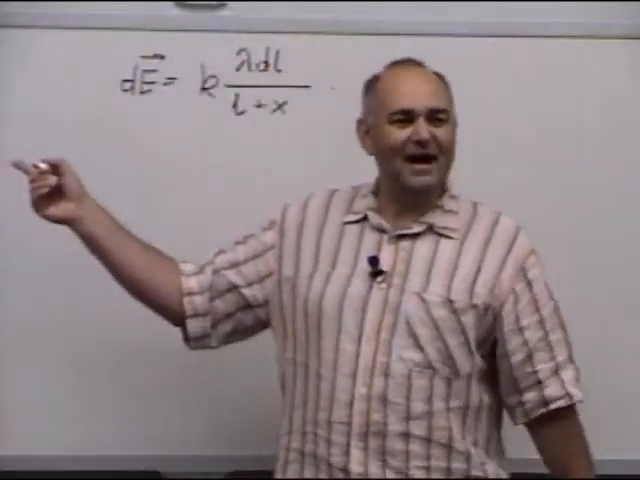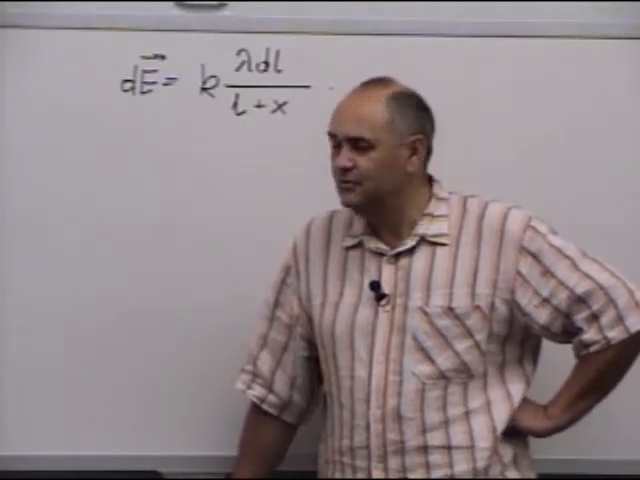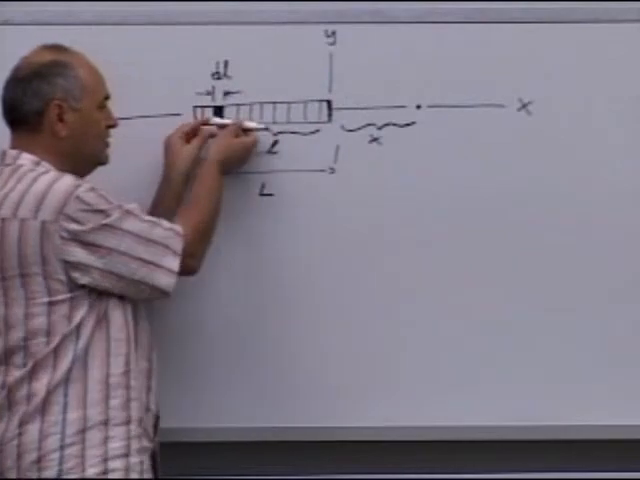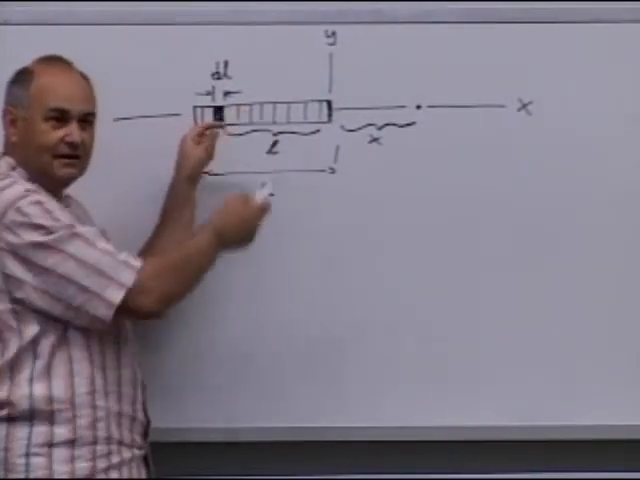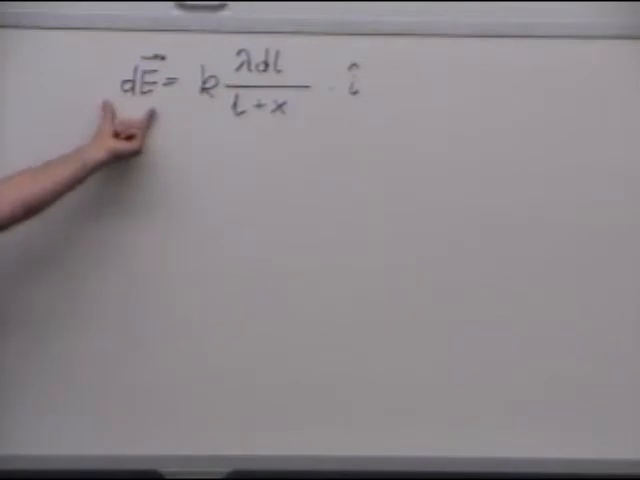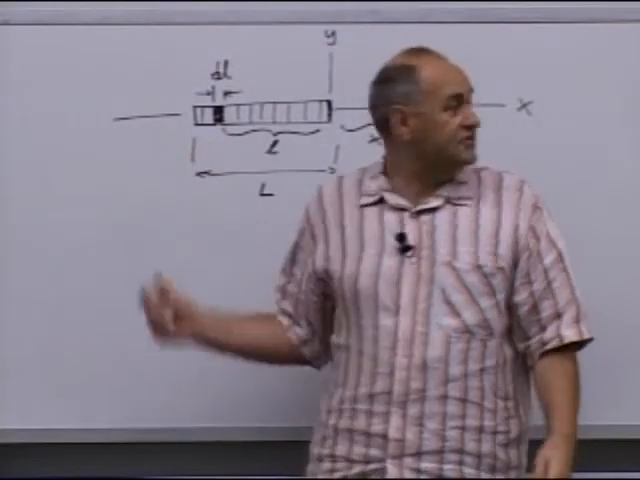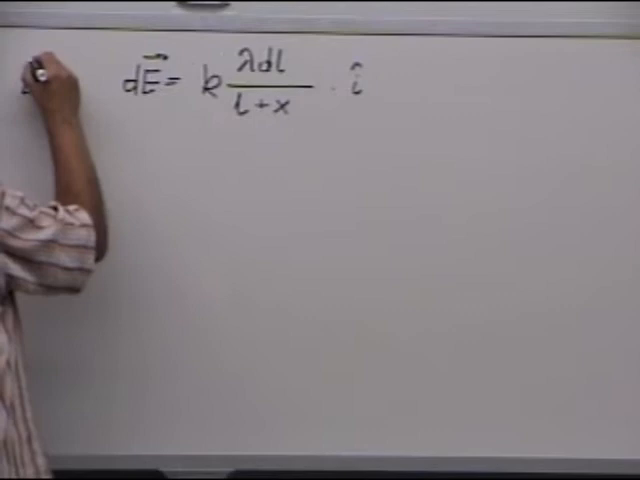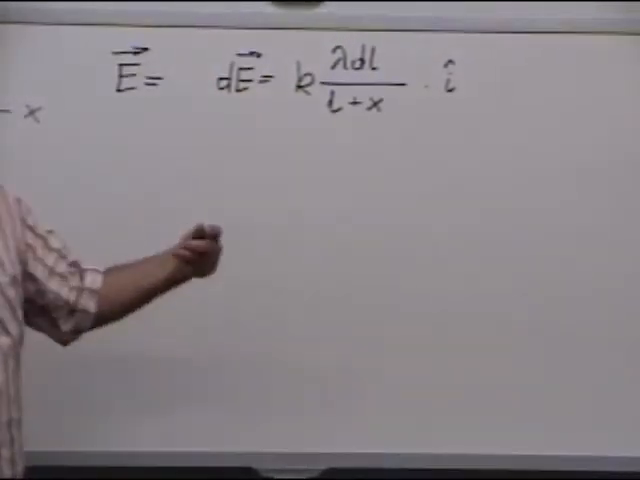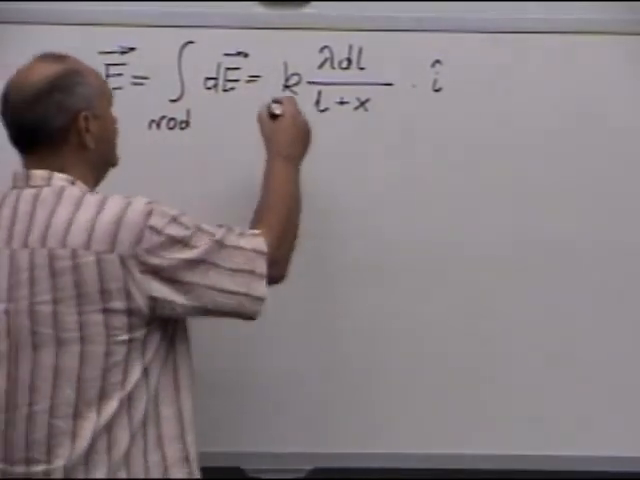Now, consistently with my coordinate system, we have a commonly used unit vector. What is the unit vector heading from the segment toward the point? It's a unit vector to the right, i, correct. So I can write just i. Well, this is the differential electric field produced by that fragment only. So in order to find the entire or total electric field, I have to add the differential fields due to those differential pieces. So it is the integral of dE over the entire rod.